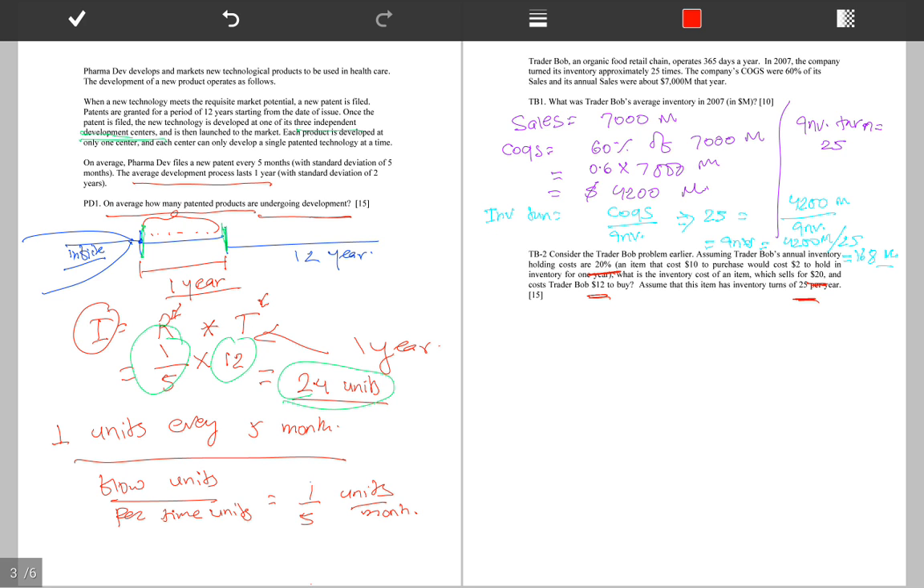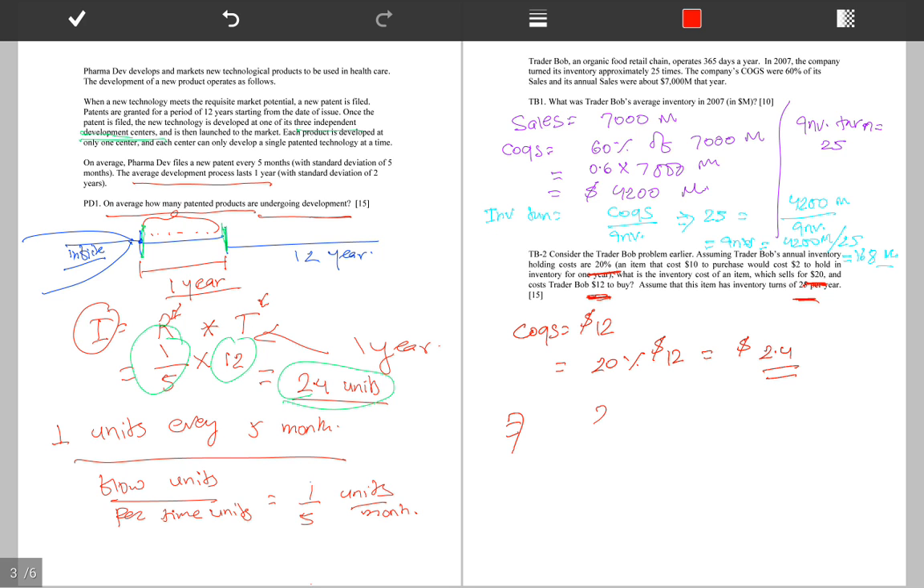So instead, we don't use selling price, we use COGS. So that COGS equals $12. Holding cost is 20% of this $12, which equals $2.40. So if he had to hold the unit for the whole year, it would cost him $2.40. But he flips it 25 times.